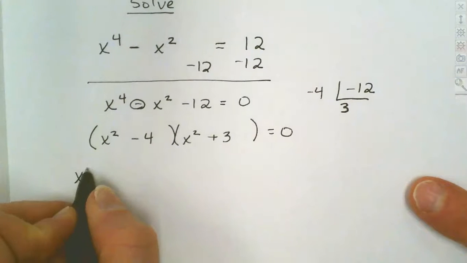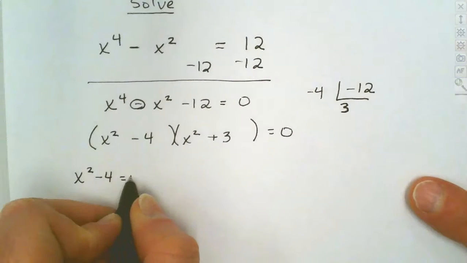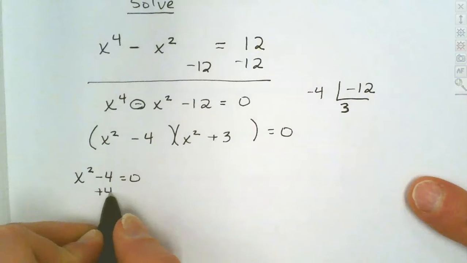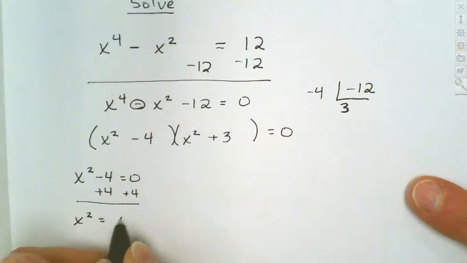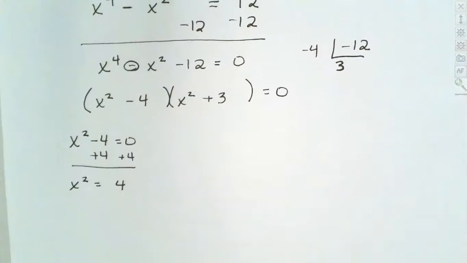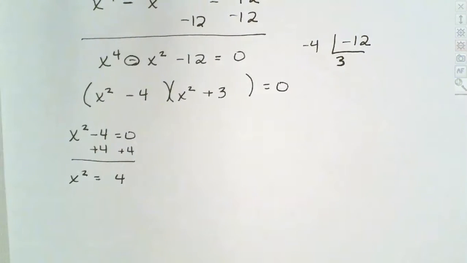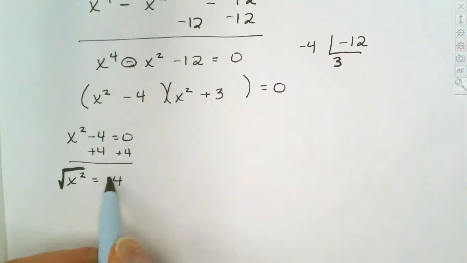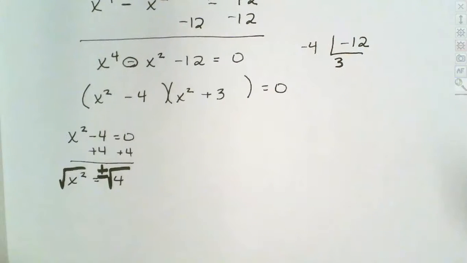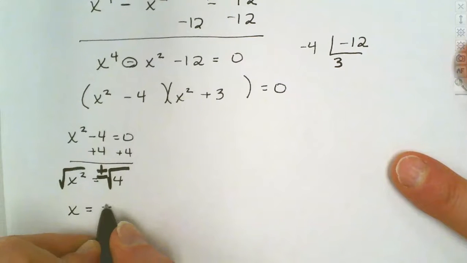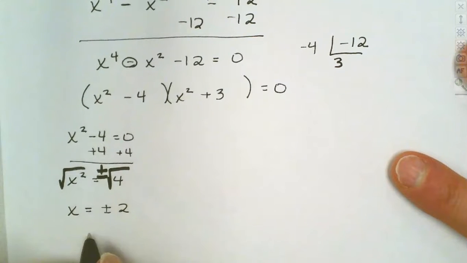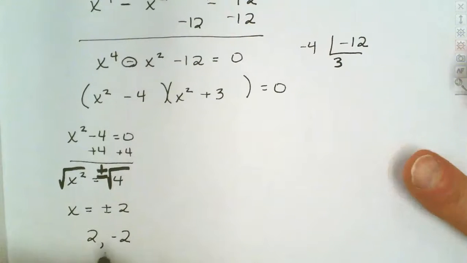So we've got x squared minus 4 equals 0. So add on our 4. Now we've got x squared equals 4. How do we get rid of a square? Well, we take our square root, and whenever we take a square root, what do we add on? Plus or minus. So that leaves me then with x equaling plus or minus 2. So what are our two solutions? They're going to be 2 and negative 2. So there's half of it.